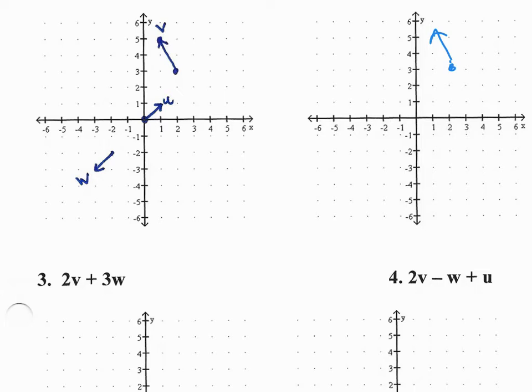Then we're going to take w. Okay, look where w is. It's way down here at negative 2, 2. Now you don't do it in the same quadrant. You actually start it at the end of v. Now in physics you might be saying things like head to tail, that kind of thing. Let's just say from the end of v. So I'm going to start w up here at the point 1, 5.